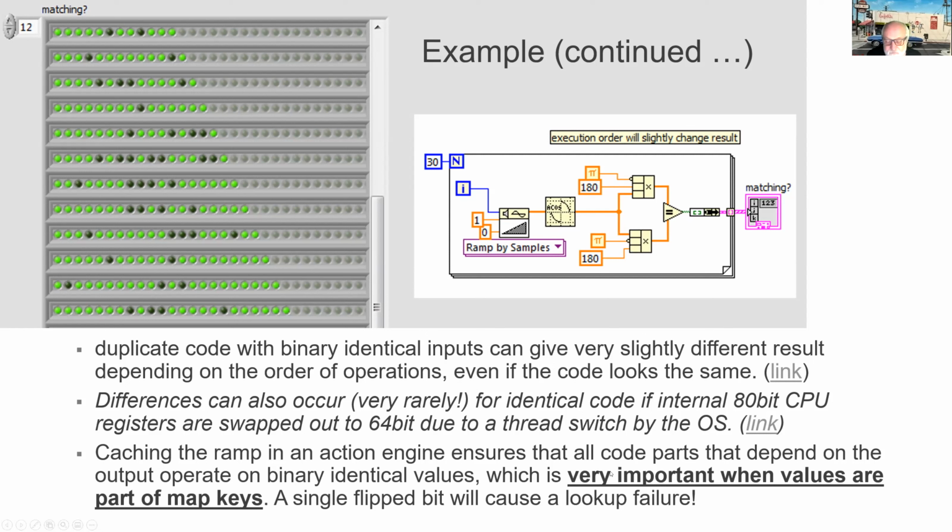So caching the result ensures that all code parts that depend on the output operate on binary identical values, which is very important when they're part of map keys. A single flipped bit will cause a lookup failure.